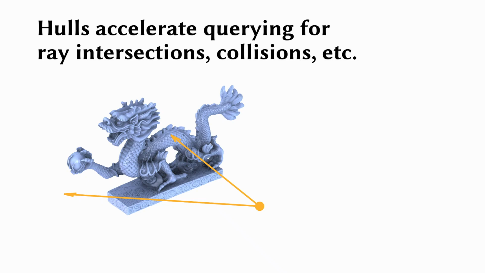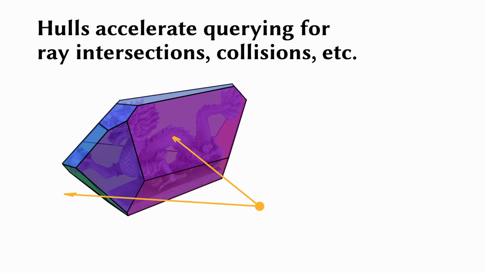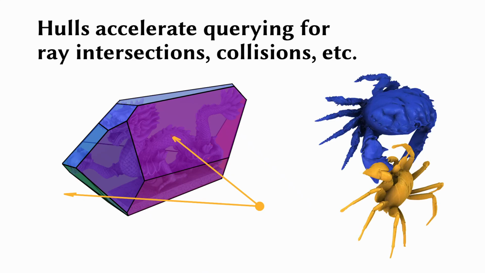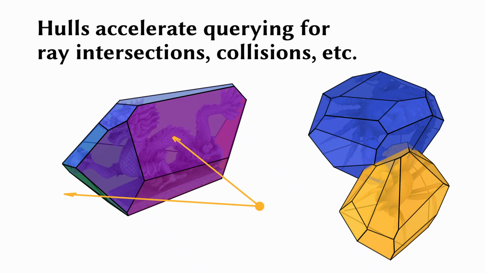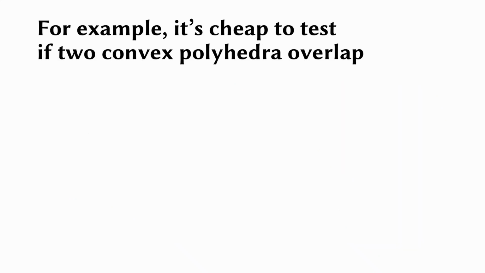Hulls are really useful as acceleration data structures because they're conservative. If we want to find out if rays intersect a complicated object like this dragon, we could first put it in a containment object like a simplified convex hull, check if the rays hit the hull, and if they don't, discard them, because they definitely don't intersect the dragon. Same thing for collision detection. If we have two crabs that are fighting each other and we want to find out if they intersect each other, we can first check their convex hulls and see if they intersect, then the crabs themselves might intersect. If they don't intersect, then the crabs definitely don't. Convex hulls are nice because those checks are really cheap.